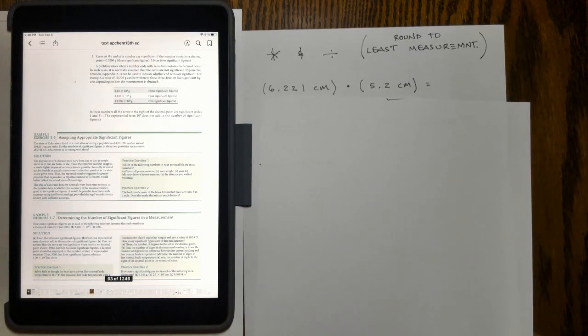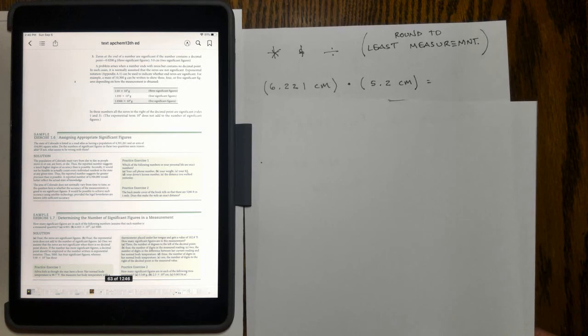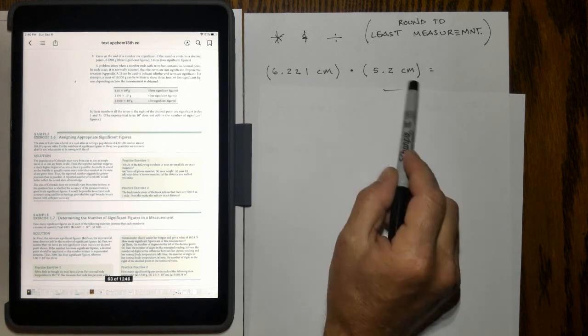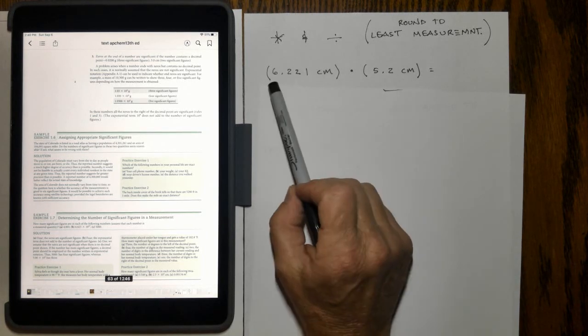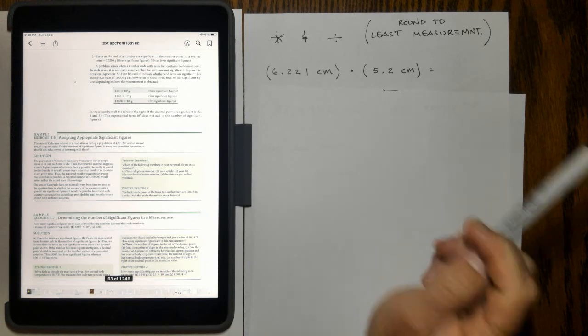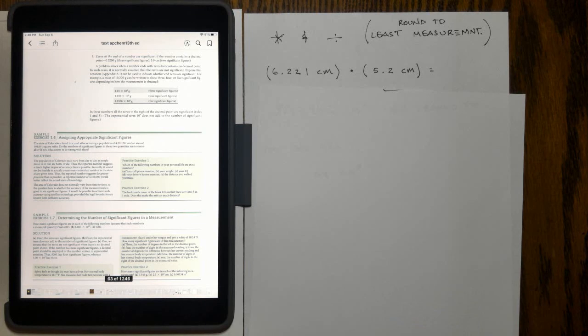Multiplication and division. When you multiply or divide numbers together, you want to count the total number of sig figs in each measurement, and then the one with the least is the one that you want to report in your answer. So these two numbers multiplied together, you can notice that this has 4 significant digits in it, this one has 2 significant digits in it, and so our answer should be reported to the one with the least, which is only 2 significant digits.